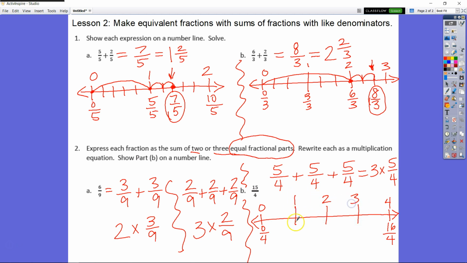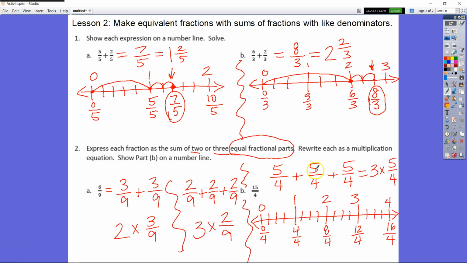1 would be 4/4. 2 would be 8/4, and 3 would be 12/4. So let's go ahead and add our fourths in by making 3 tick marks. 1, 2, 3. Now we have 1, 2, 3, 4 fourths. 1, 2, 3, 1, 2, 3, 1, 2, 3.